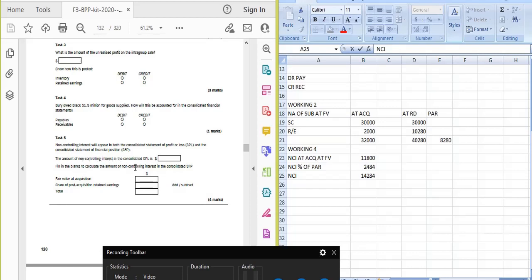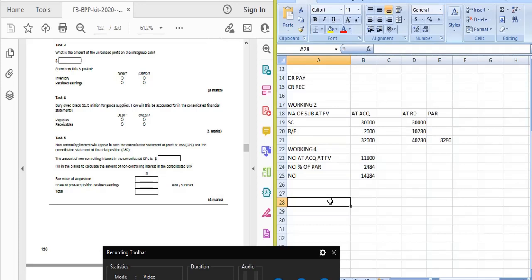Okay, so what is the amount of non-controlling interest in the consolidated SPL? For the profit attributable to NCI in case of profit or loss, we will simply take the NCI percentage into the profit of the subsidiary, which is 15,000 given in the question. So 4,500. In case the subsidiary is selling to the parent, in that case we will deduct the PUP amount from the subsidiary's profit for the year. Then we will take the NCI percentage. But here the parent is selling to the subsidiary, that's why we have not deducted PUP from the profit in order to calculate what amount of NCI is shown in the profit or loss.